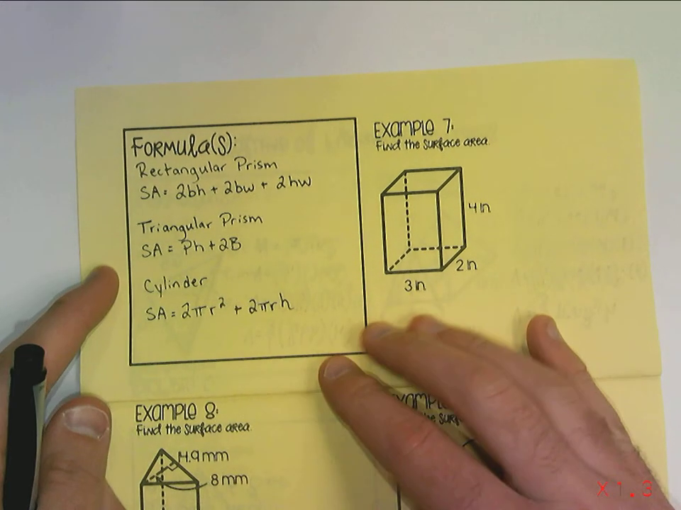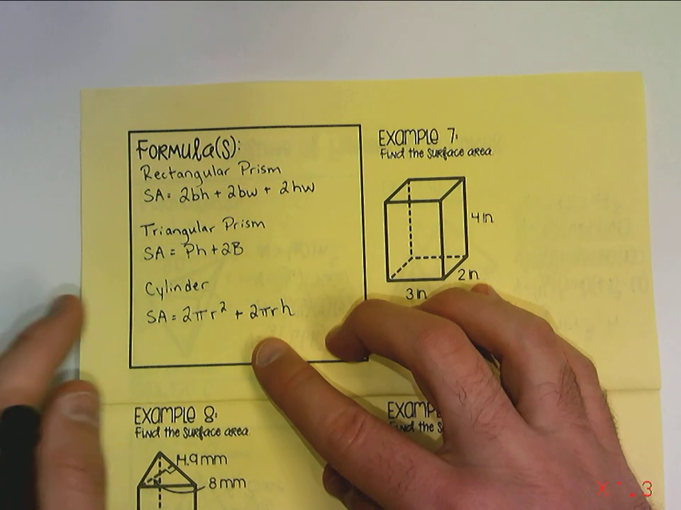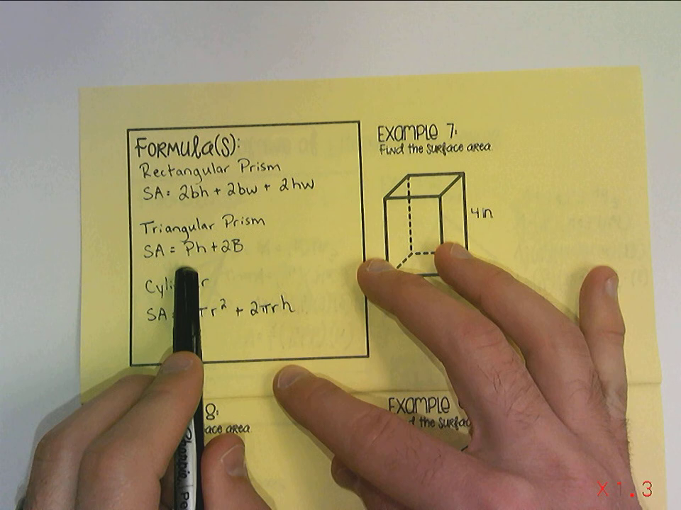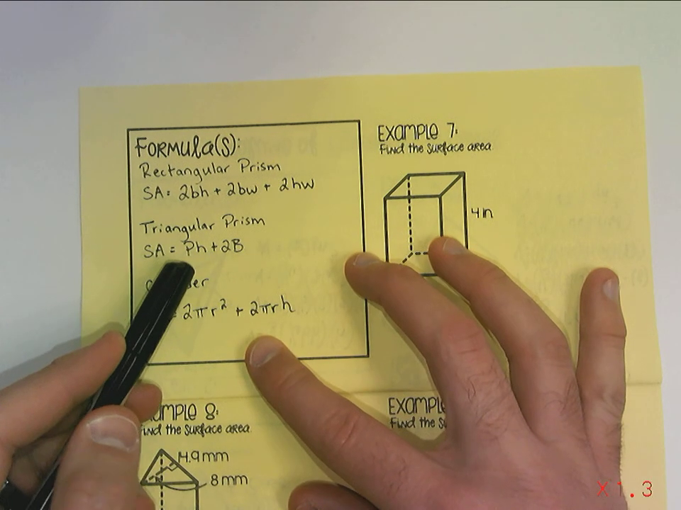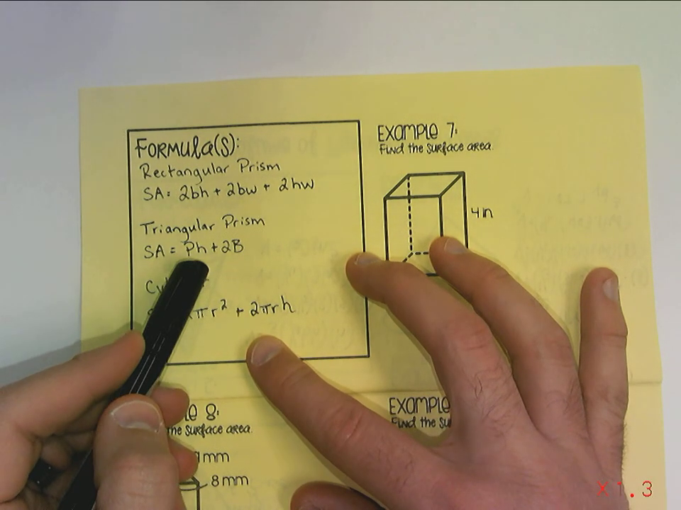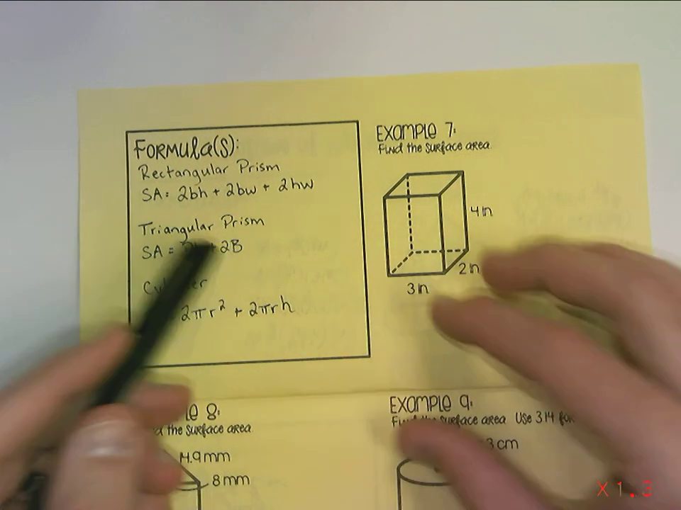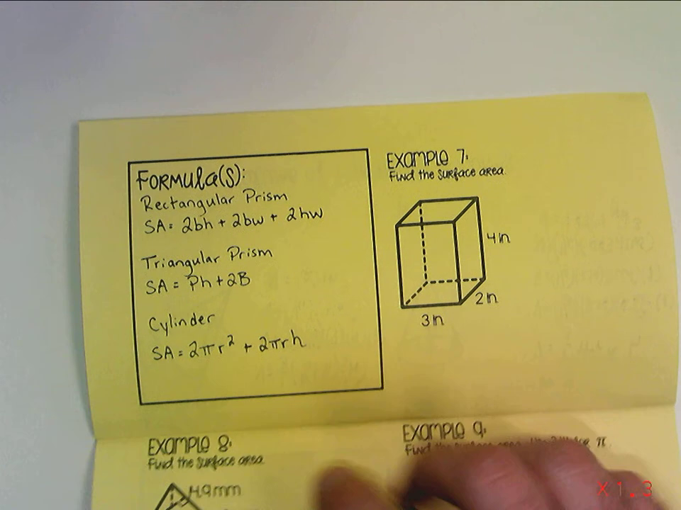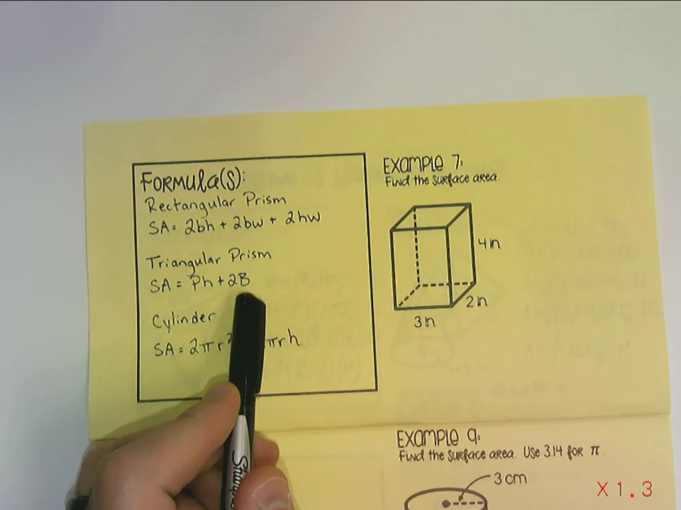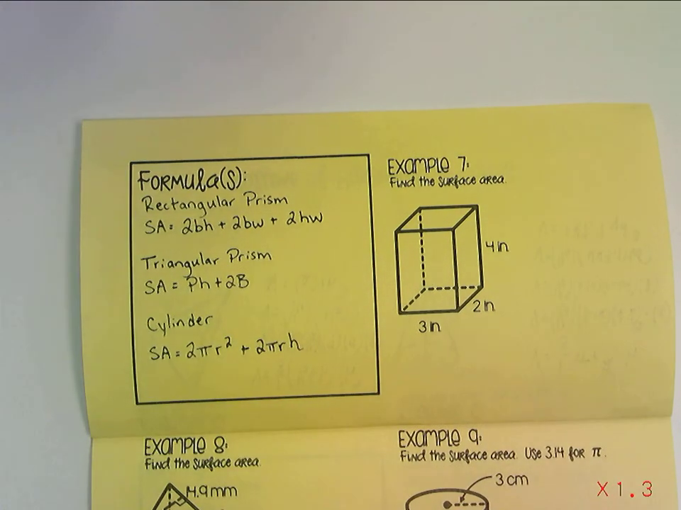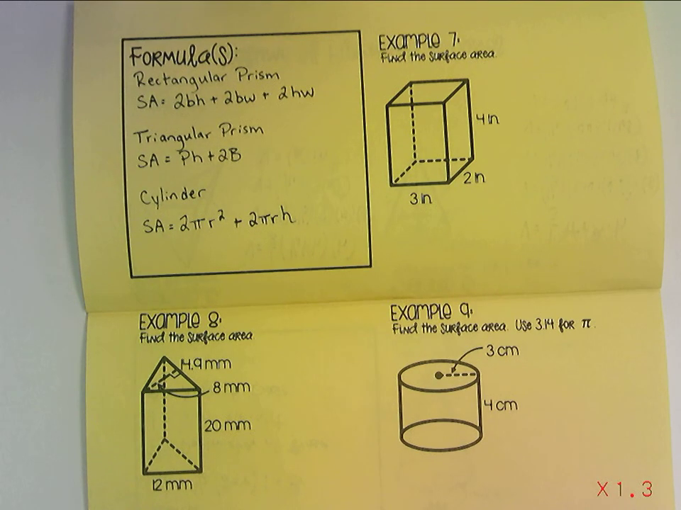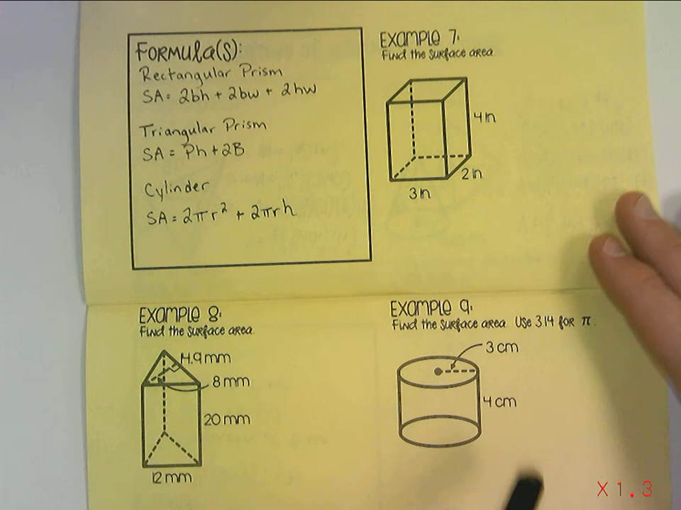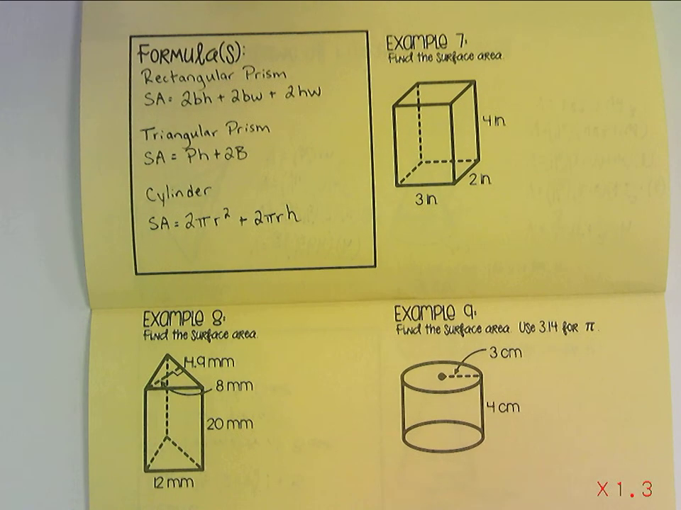Triangular prism, this is one that, yeah, you have to do this. What this P means here is that you're taking the perimeter of the base, so whatever it's sitting on, times the height, and then 2 times the area of the base. So that big B, remember, is always the area of the base. And then a cylinder, which is probably one of the more complex ones. You have surface area equals 2 pi r squared plus 2 pi r h, and we'll get into the reasoning why on that here in a second.